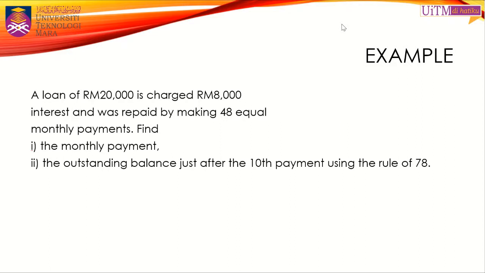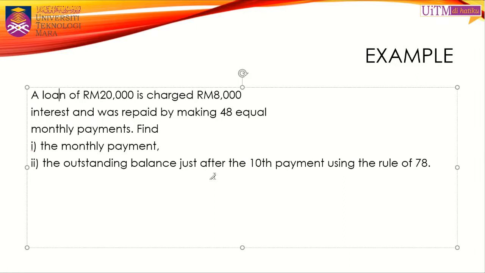Okay, let's see what the question tells us in this example. It says here, a loan of 20,000 is charged 8,000 interest and was repaid by making 48 equal monthly payments. And then the question asks you to find the monthly payment and then the outstanding balance just after the 10th payment using the rule of 78.